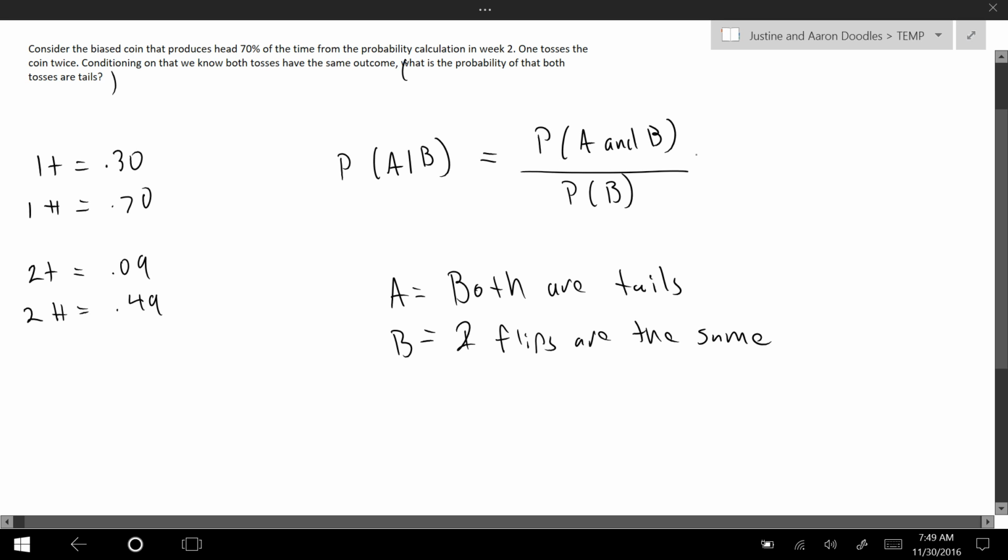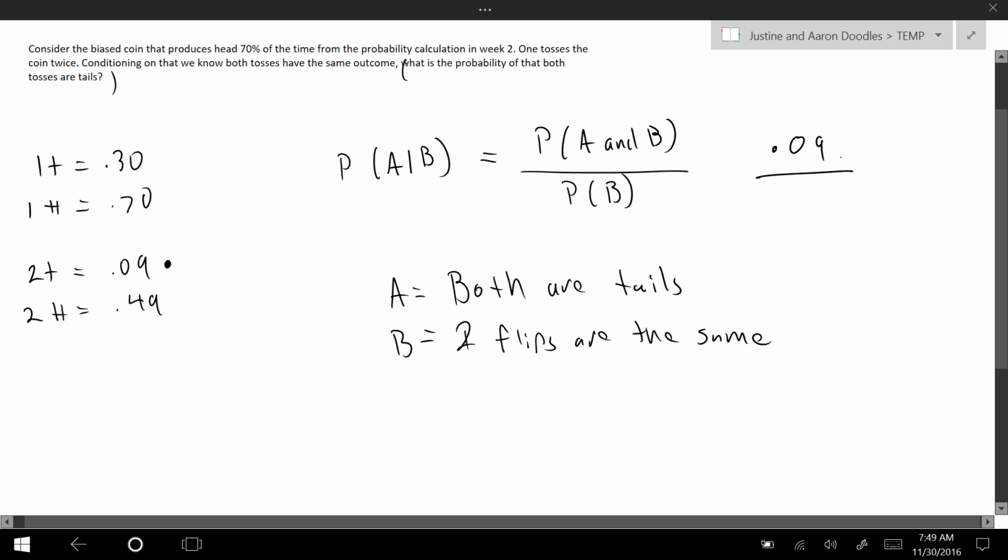Probability of A and B. So we know that the probability of both being tails and two flips being the same is located right here in the given. So we know that's 0.09.